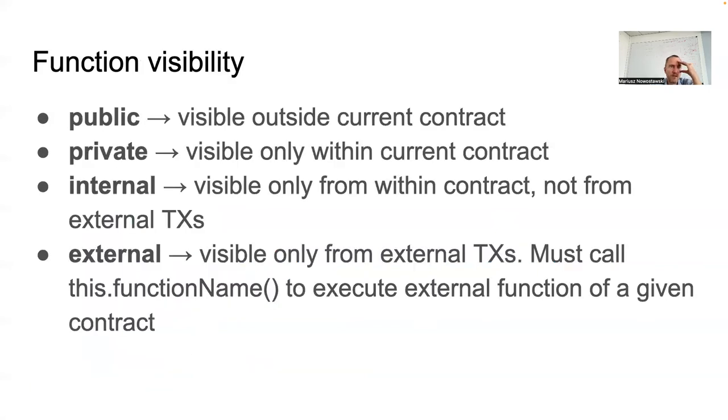So there are some function visibility primitives that you can use to limit what is visible from the current contract to outside. Public, everybody can see it and can access it and mutate it. Private, it's visible only within the current contract. So external contracts cannot access those things which are marked private. And then internal is visible only from within the contract, but not from external transactions. So if another transaction calls this contract, then from this contract, you can use it, but not from the external one. And then external is visible only from the external transactions, but not from the current one.